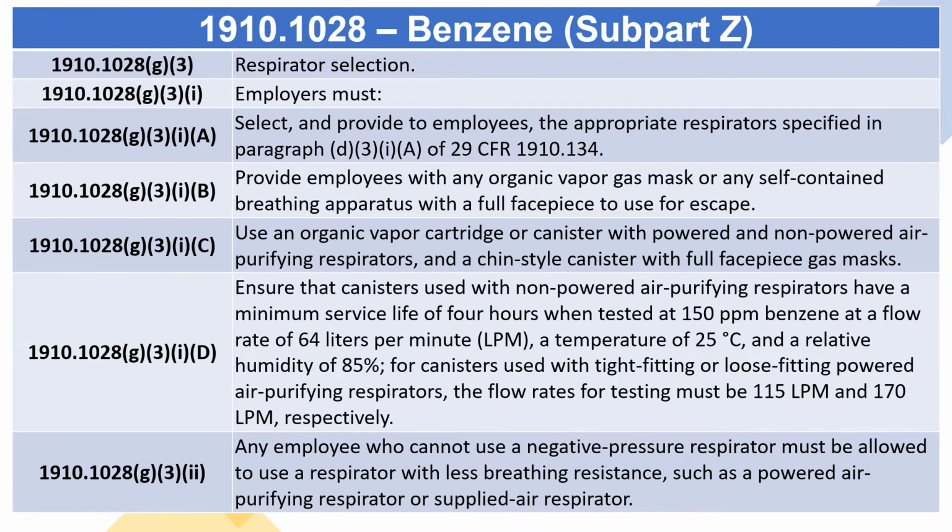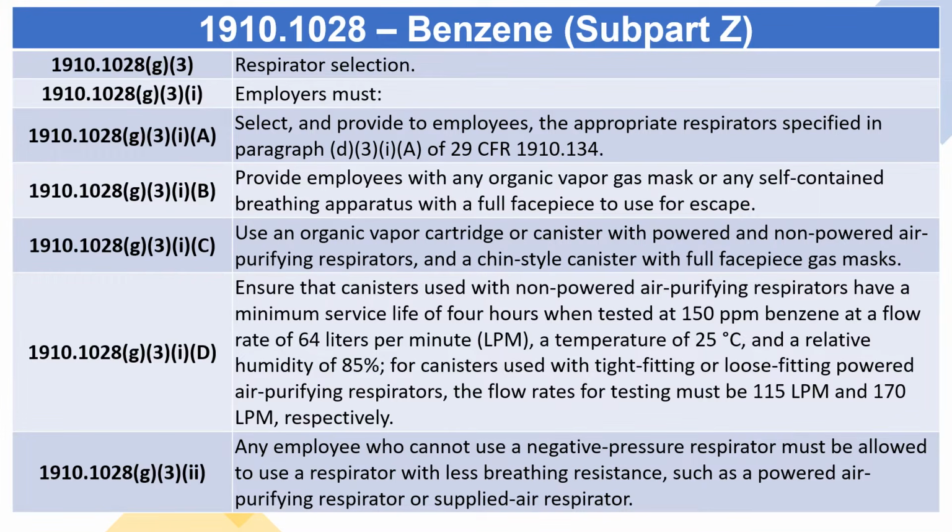1910.1028(g)(3)(i)(A) through (D): Employers must select and provide to employees the appropriate respirators specified in paragraph (d)(3)(i)(A) of 29 CFR 1910.134. Provide employees with any organic vapor gas mask or any self-contained breathing apparatus with a full facepiece to use for escape. Use an organic vapor cartridge or canister with powered and non-powered air purifying respirators, and a chin-style canister with full facepiece gas masks.